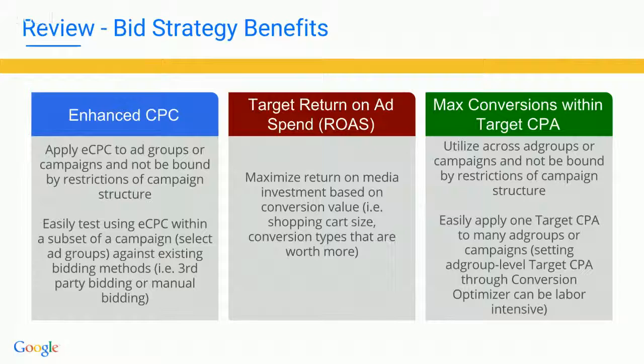And then again, the target CPA bid strategy, you can use across ad groups or campaigns at those levels. It's not bound by any restrictions on campaign structure. And you can also easily apply this. Carrie discussed using the shared library. You can use this bid strategy pretty easily through that to apply it to certain campaigns and ad groups that have similar or the same target CPAs that you're trying to reach.